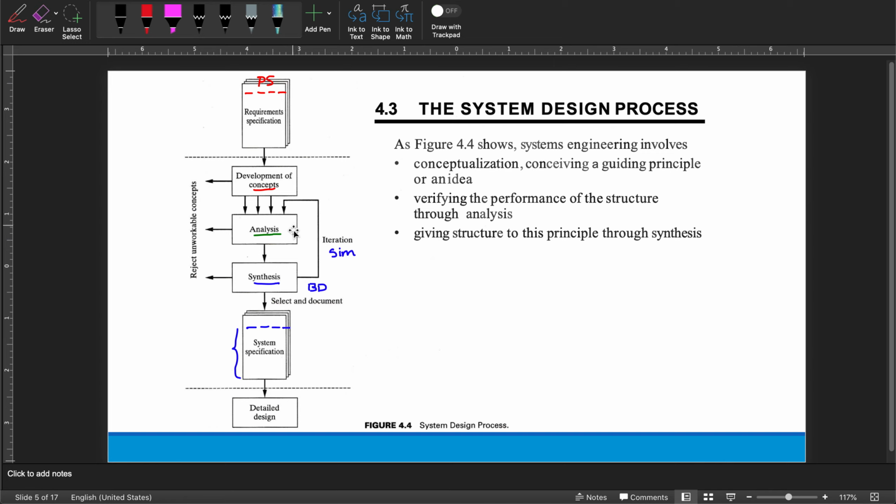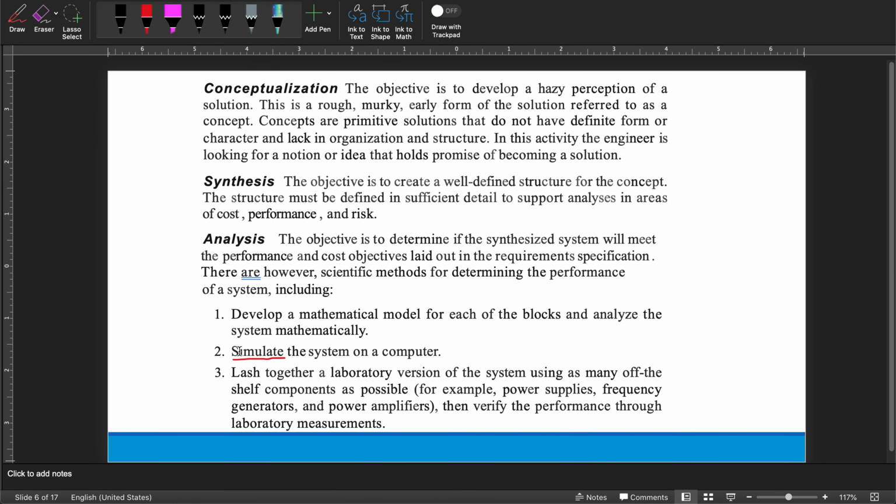So you've got the red concepts, the green analysis, and the blue synthesis. This will then give you the part of your proposal which is called the system design, okay? And the book calls it a system specification. So let's just go over this really quickly. The conceptualization: you're developing a hazy perception of the solution, rough ideas here. The synthesis, the purpose of that is to create a well-defined structure for the concept.